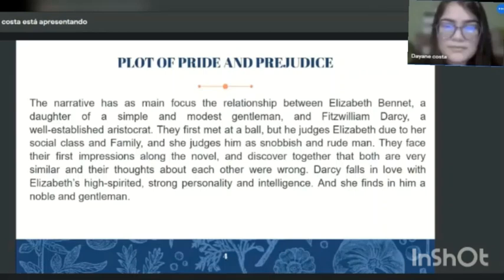They faced their first impressions along the novel and discovered together that both are very similar. They are very proud, and their thoughts about each other were wrong. Darcy falls in love with Elizabeth's high spirit, strong personality, and intelligence, and she finds in him a noble gentleman at the end of the novel.